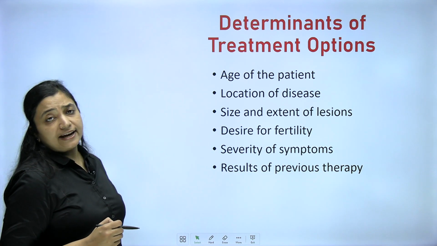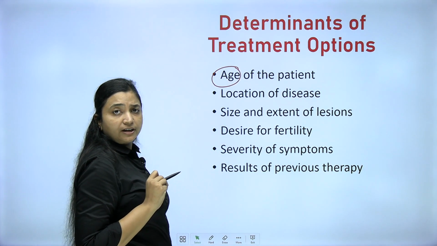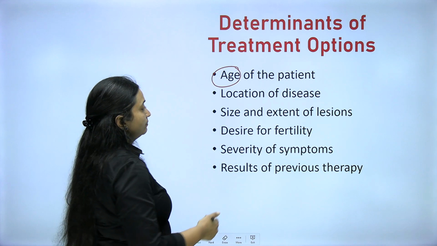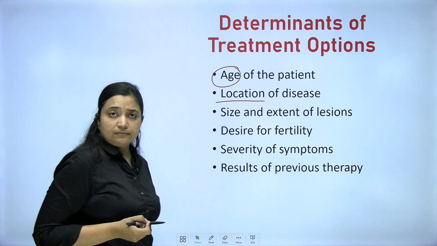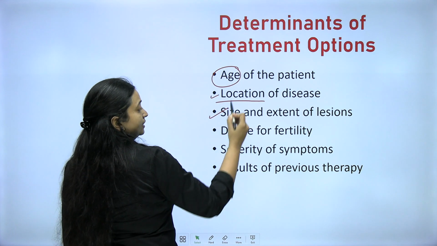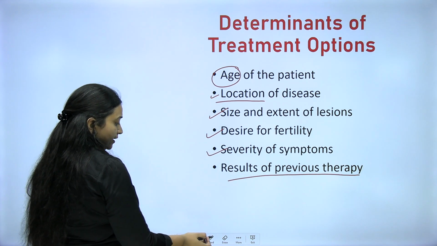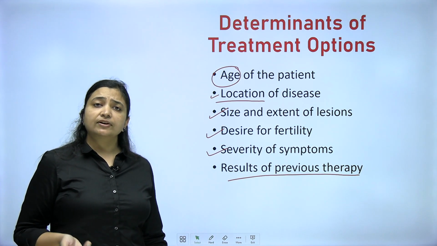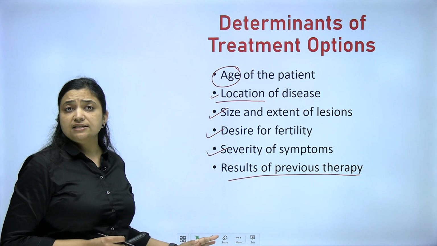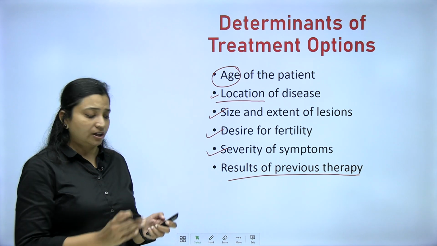Now, how do we decide which treatment to be given to which patient? Depending on the age of the patient. Young patient, go for a conservative treatment. Patient with higher age group, increased pain, completed family, you can go for a definitive treatment. Location of the disease: if the location is bladder, and the patient is having complaint of hematuria, go for excision of that. Size and extent of the lesion, desire for fertility, how severe the symptoms are, and what was the result of the previous therapy. If you have already done everything of the conservative therapy, then definitely definitive therapy is the only treatment of choice. So it is very, very important to go through 1, 2, 3, 4, 5, 6. Just look at these 6 points and decide which patient has to undergo what treatment. You have to tailor the treatment to each patient.